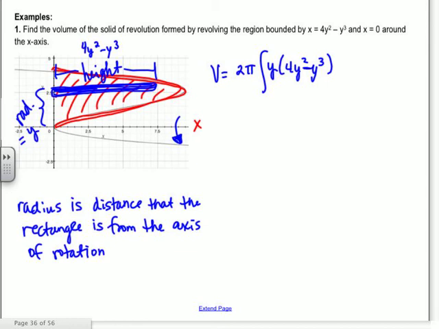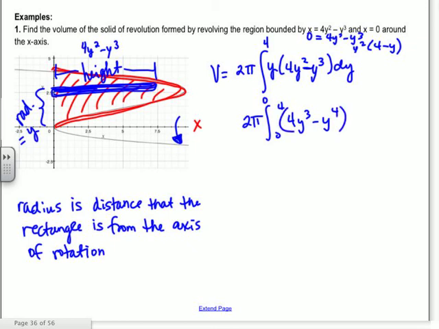Y values go from 0 to, I don't know, what's it go to? I think it's 4. See if you plug in 0 for x, so 0 equals 4y squared minus y cubed. You'd pull out a y squared, 4 minus y, so 4 is your y value. Solve it out. So 2 pi, 0 to 4, 4y cubed minus y to the 4th dy.